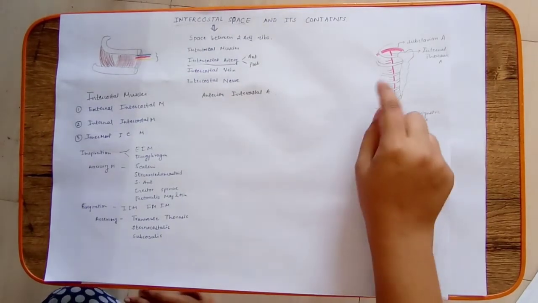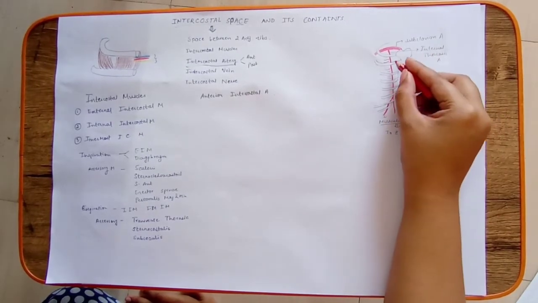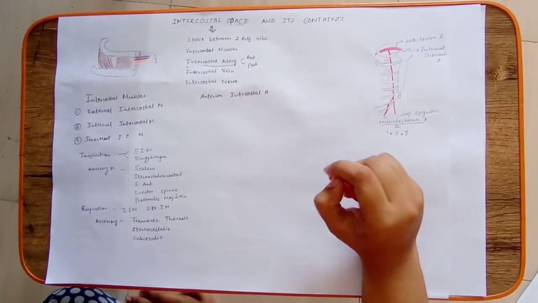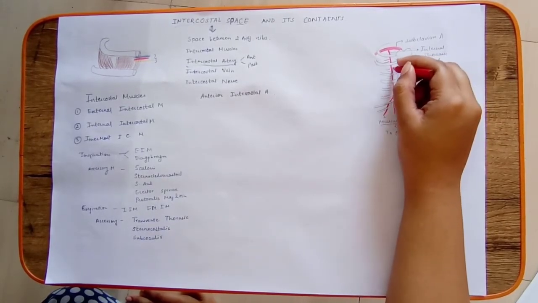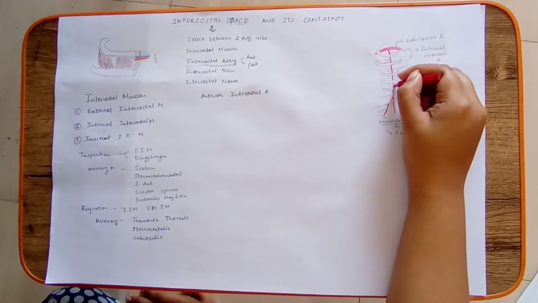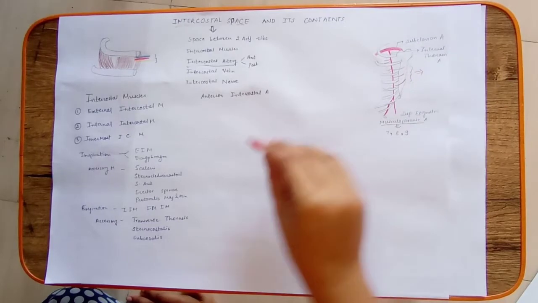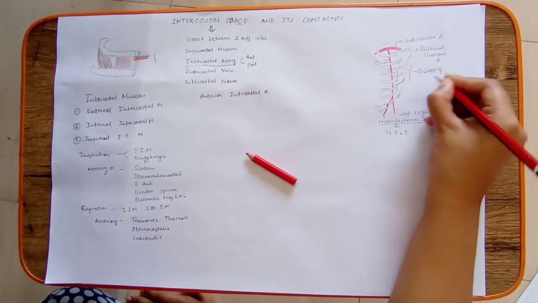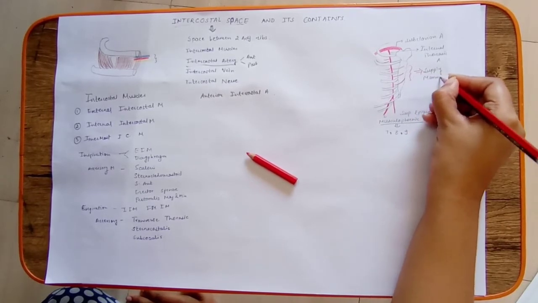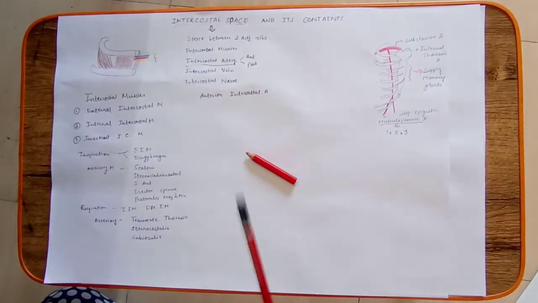Along with these intercostal arteries, there are several perforating branches of the internal thoracic artery. Among these perforating branches, the second, third and fourth perforating branches, in the case of females, supply the mammary glands. So this is about the anterior intercostal artery.